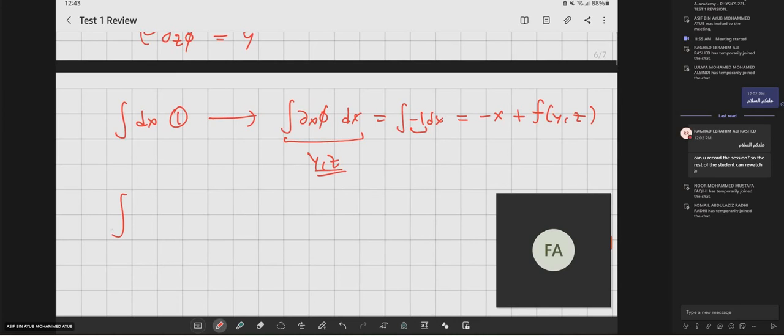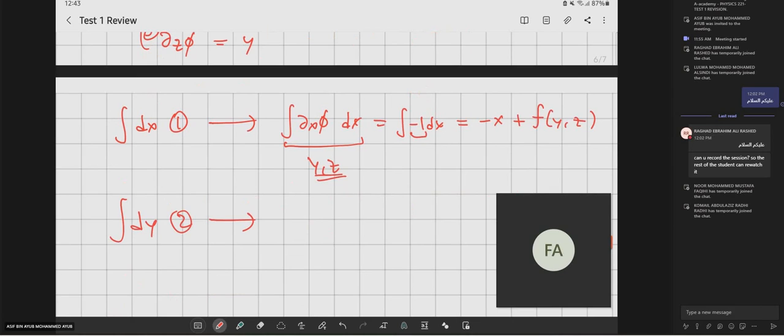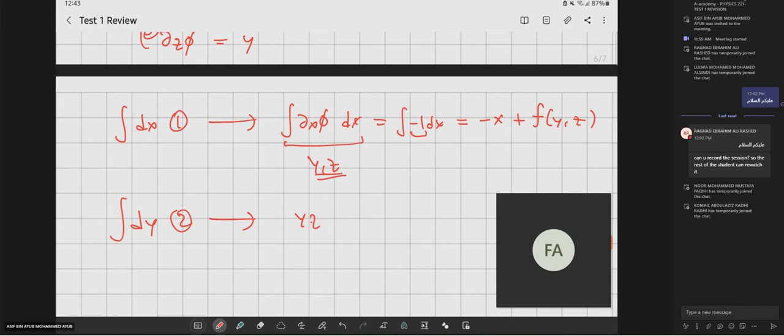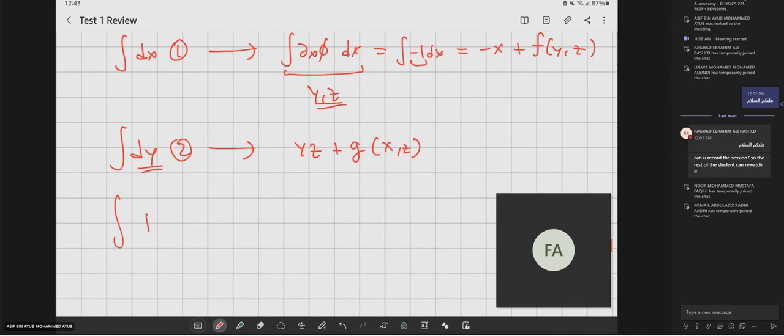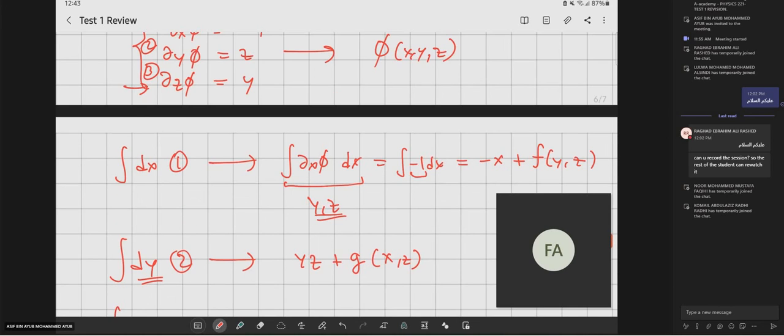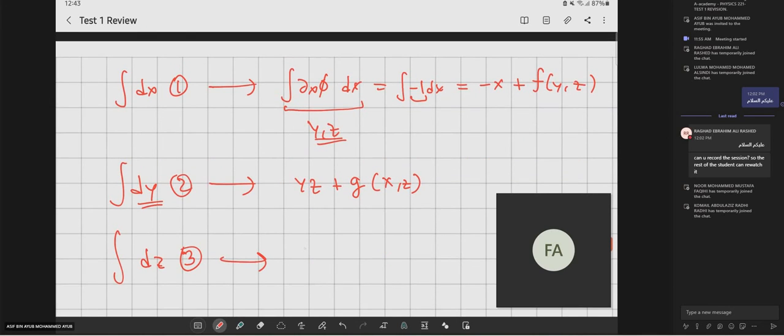Okay, let's do the same thing for the others. The integral dy of equation 2, if I do this quickly, I'll get yz plus some constant. Since this is an integral with respect to dy, I'll have a constant with x and z. And the integral dz of equation 3. So I'm taking the integral with respect to z of this one. I'll get yz plus another function with respect to x and y, because this is an integral with z.